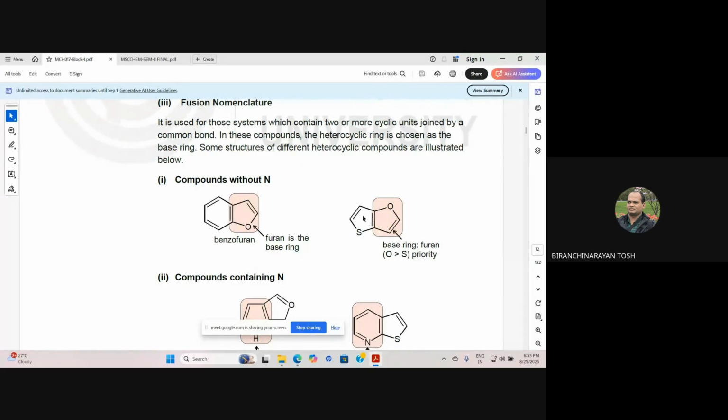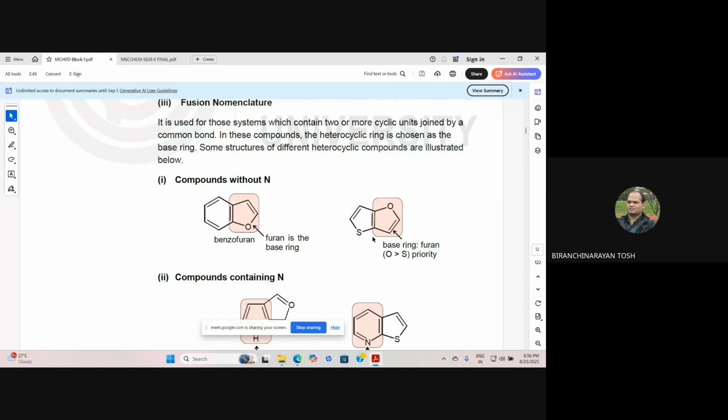Similarly, what will be here? Oxygen and sulfur. These are two heterocyclic rings fused together, both 5-membered. In one you have oxygen and in the other you have sulfur. Oxygen has first priority over sulfur, so this ring will be the base ring. If this is the base ring, then the nomenclature should be furan. The base ring is furan.